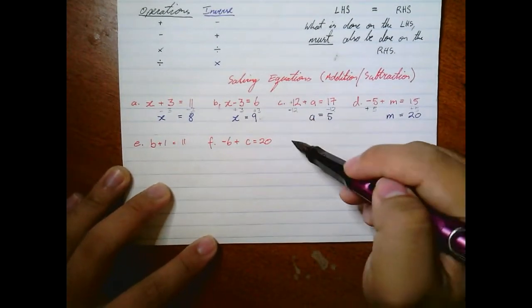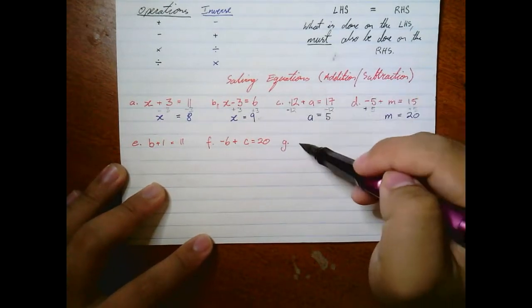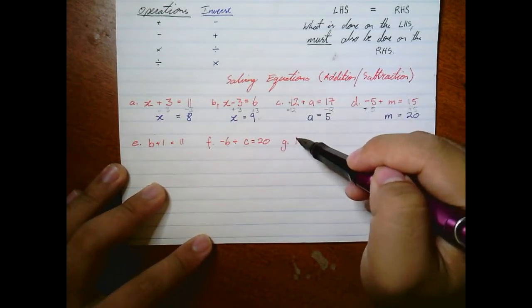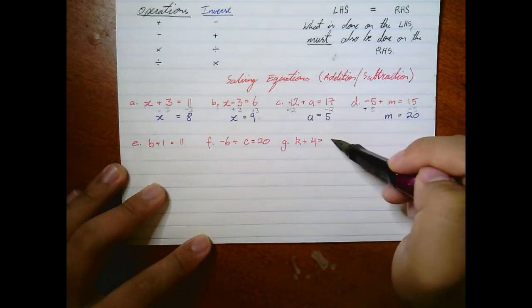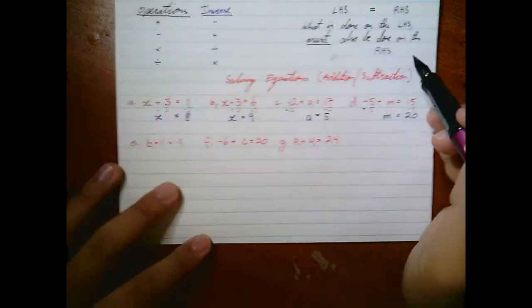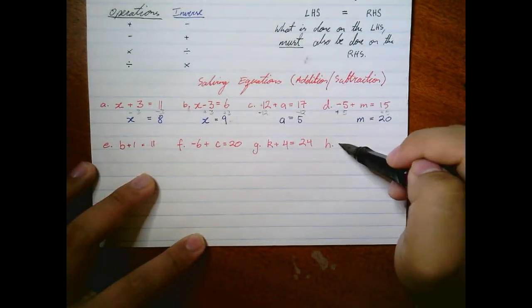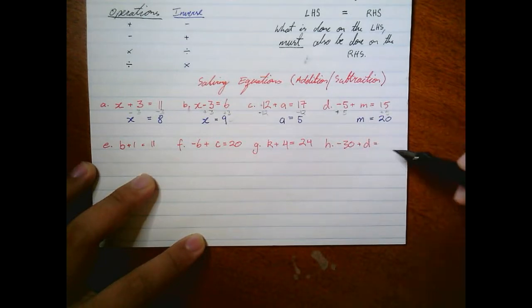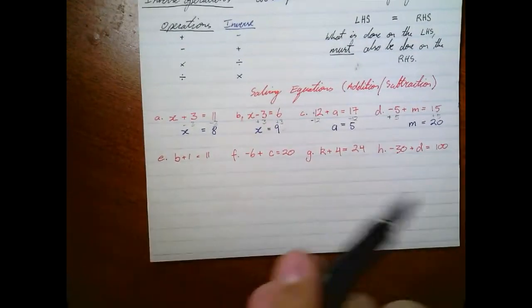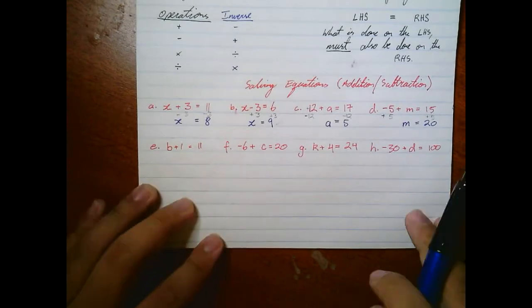Question G is K plus 4 equals 24. And question H is minus 30 plus D equals 100. You can go ahead and pause the video now because I'm going to be answering these questions very quickly.